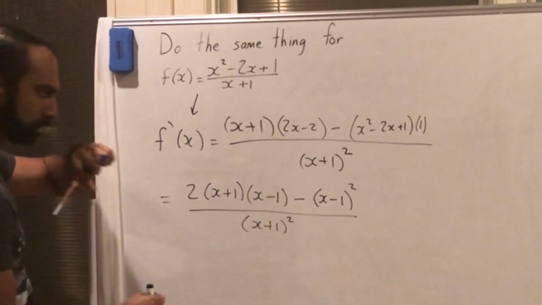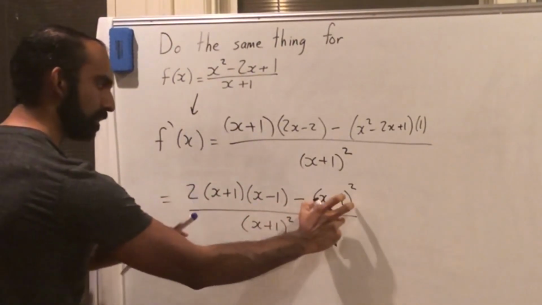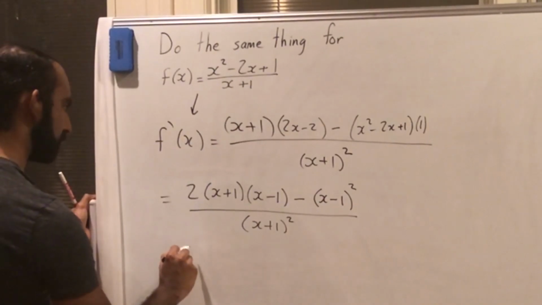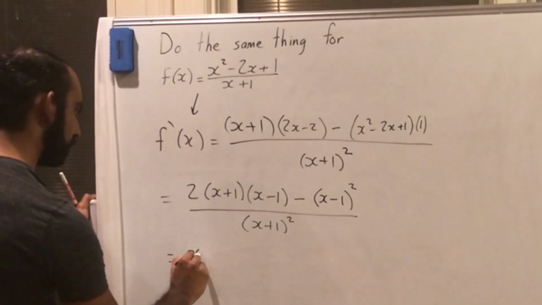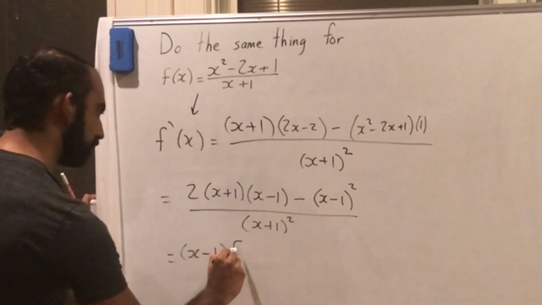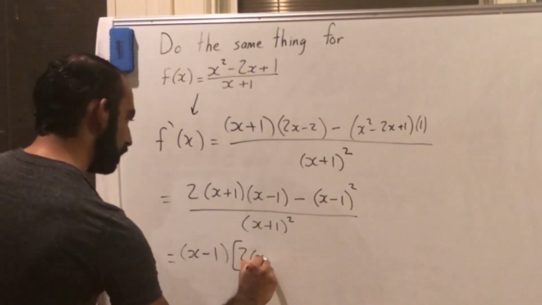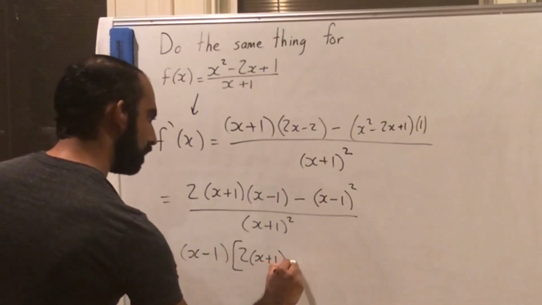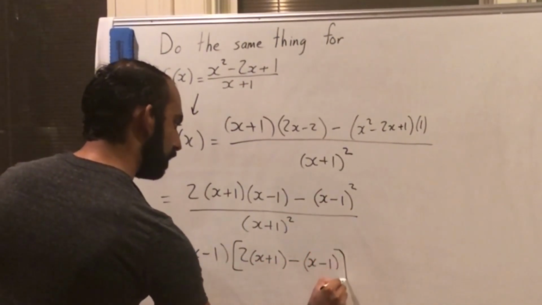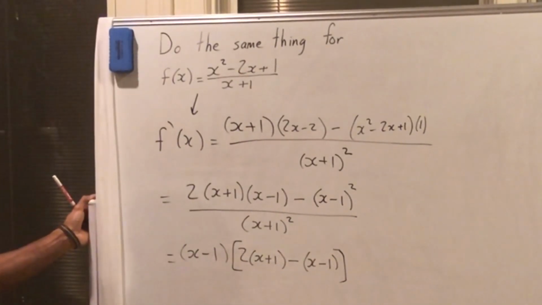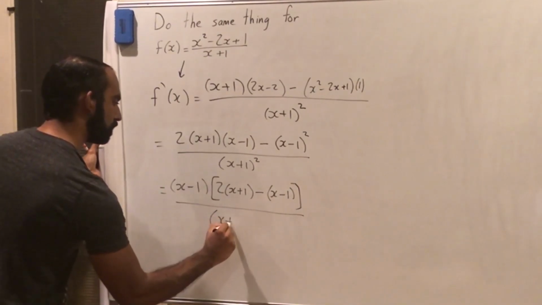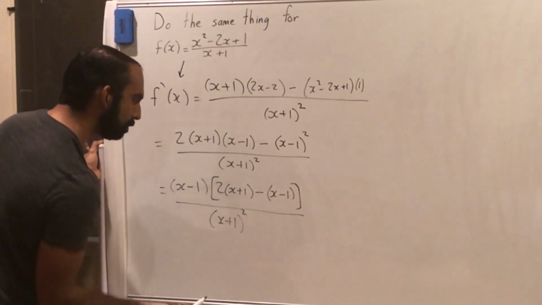And now let us look at the numerator. Do you see anything common to this first term and that second term? Yeah, an x minus 1. So we can pull out an x minus 1, like so. And we're left with a 2 times x plus 1 minus the leftover x minus 1, yes? And of course the x plus 1 squared remaining in the bottom.